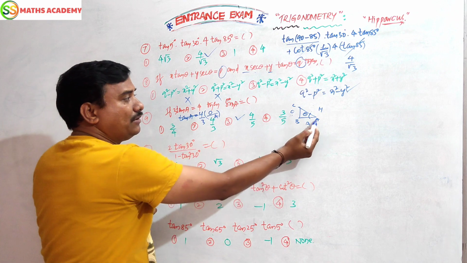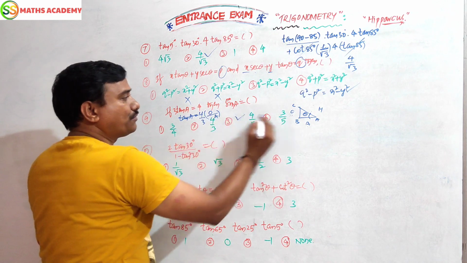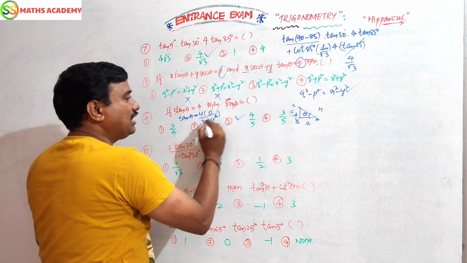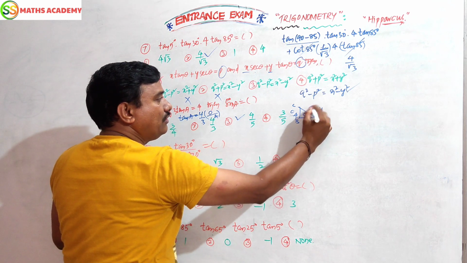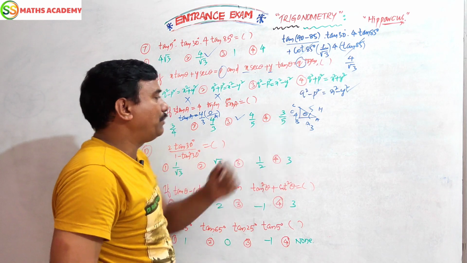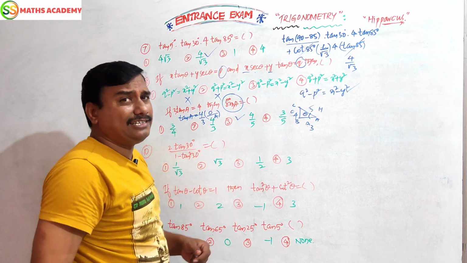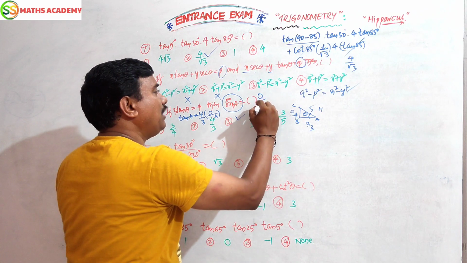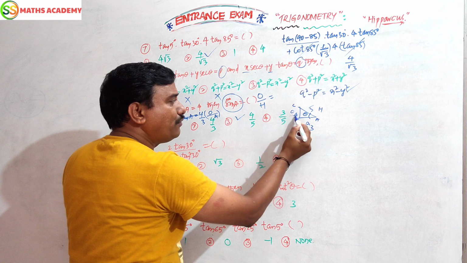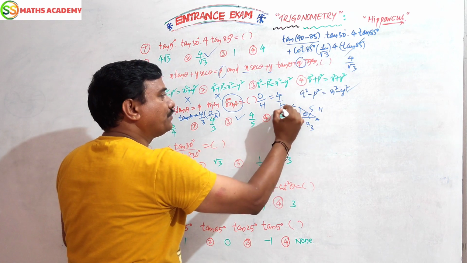From the question, the opposite side value is 4, the adjacent side value is 3, and the hypotenuse is 5. This is a 3, 4, 5 triangle. But I want sin A. Sin theta is nothing but opposite side by hypotenuse. Opposite side is 4, hypotenuse is 5.